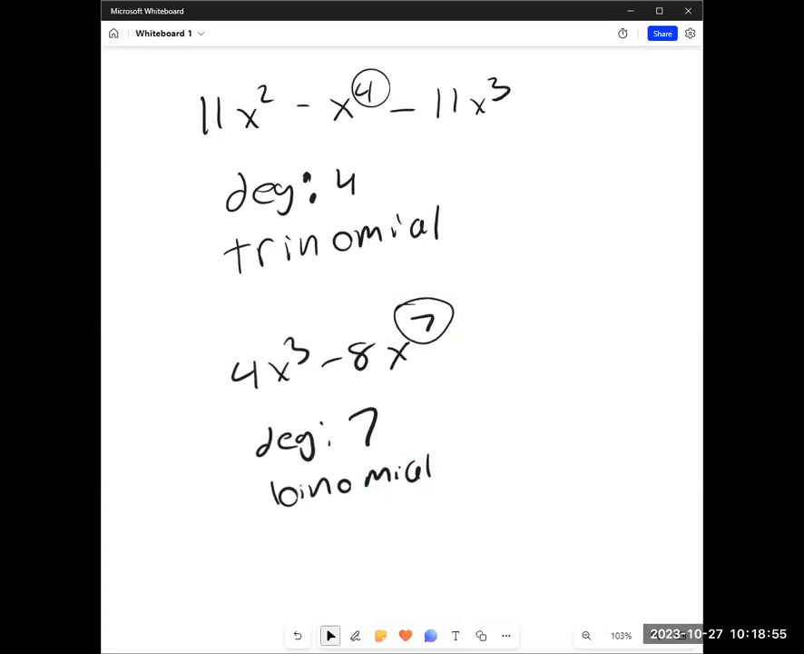All right, we'll come back next time and start to simplify polynomials by combining like terms, which is what we were just talking about.